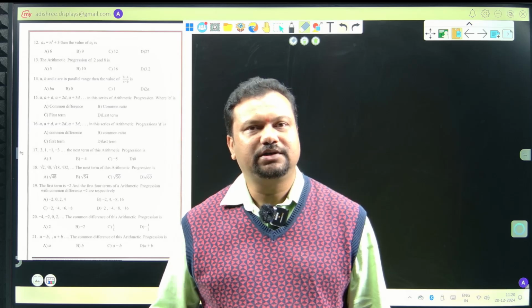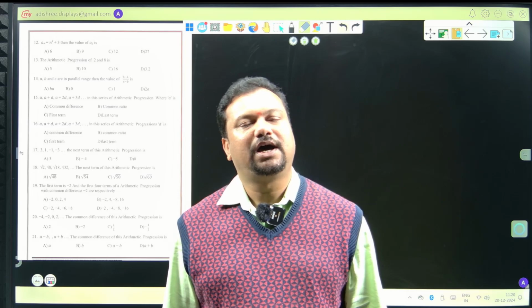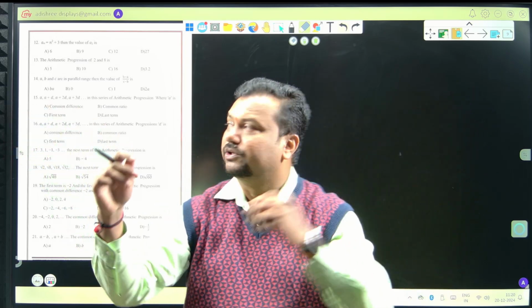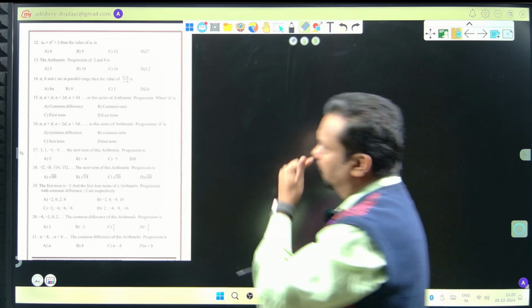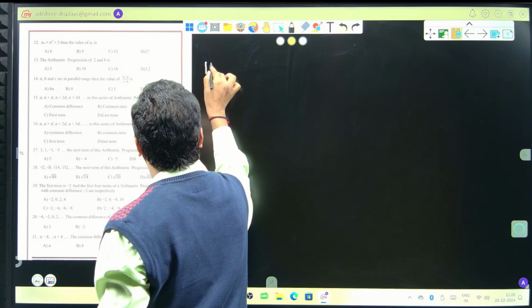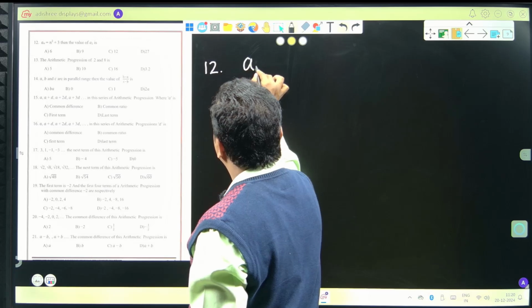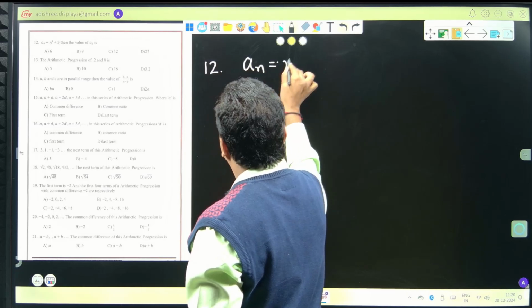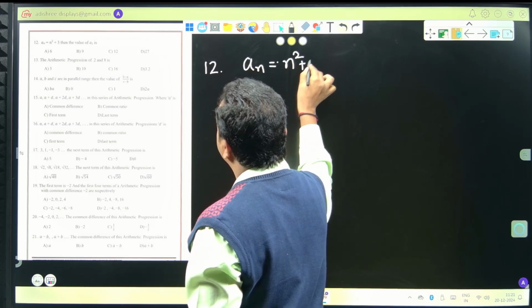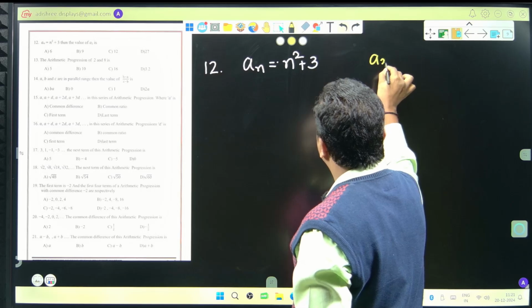Let's continue with the second session of solving the multiple choice questions on arithmetic progression. So let's begin with the 12th question. If an is equal to n square plus 3, then find the value of a3.